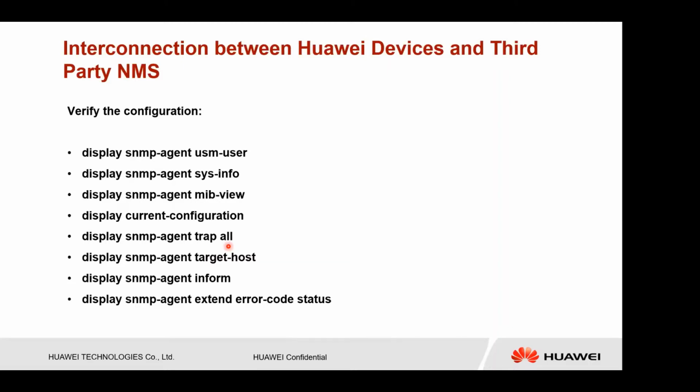If it's off and you need to use that trap, you can run the command snmp-agent trap enable, like I mentioned just now. The next ones are snmp-agent target-host, snmp-agent inform, and also snmp-agent extend error-code enable status. So here are some of the commands that you use to verify the configuration of your SNMP.